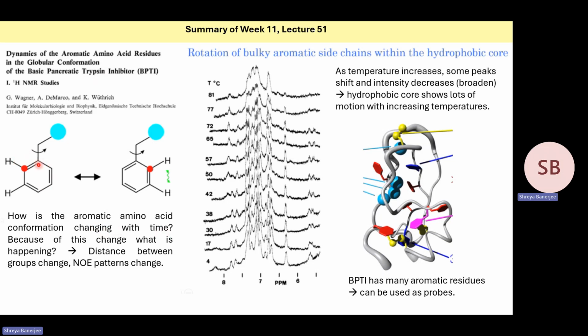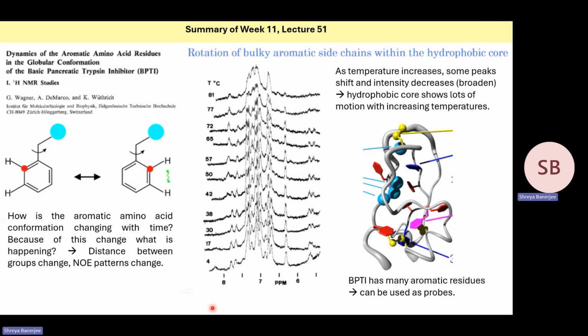We can imagine two possible conformations, where suppose you have a residue shown in blue, and the orthocarbon is shown in red. If it is in this conformation where the blue residue is away from the red, that will have a greater distance, or if the blue is turning and coming towards the red, it will have a shorter distance. So depending on this, the NOE will be different, and that will give you an idea about which conformation the aromatic amino acid is adopting.